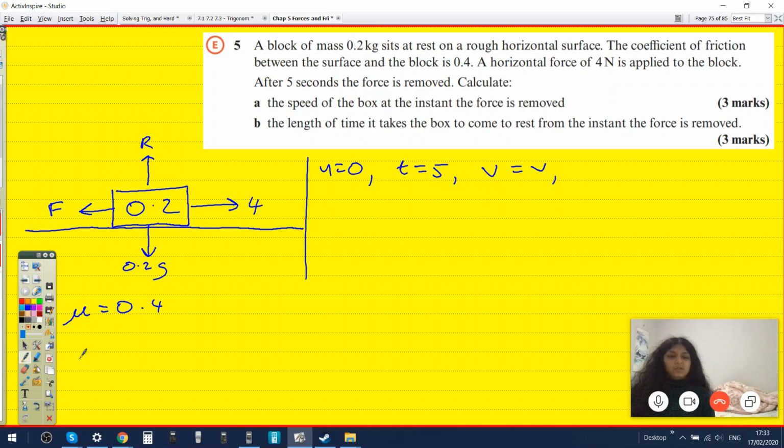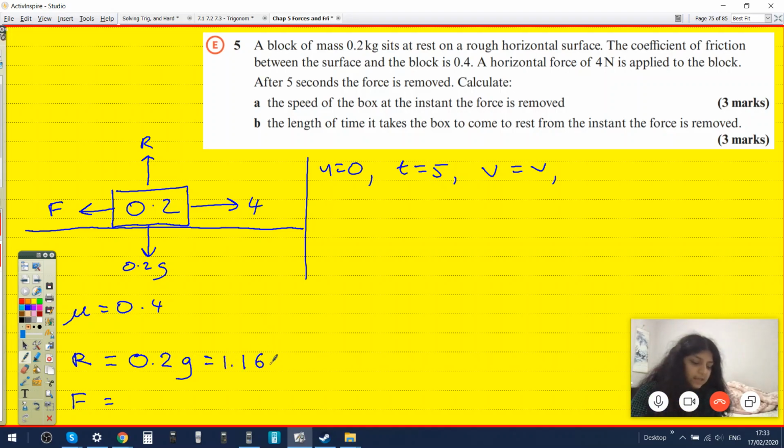Wait, but you could resolve to find R, because R minus 0.2g is equal to 0, because it's not moving in the vertical direction. So R is equal to 0.2g, which is 1.96 newtons. And then once you know R, you can find F as well: 0.784 newtons for F.